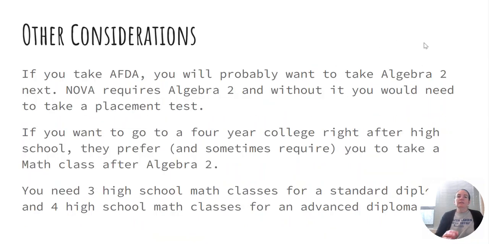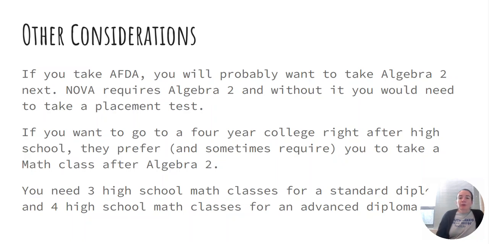So here are some important considerations about your plans for after high school. If you take AFDA, you would probably need to take Algebra 2 next. NOVA requires Algebra 2, and if you don't take Algebra 2, NOVA would need you to take a placement test, and perhaps if you don't do well on the placement test, you would need to take some courses before you start taking the courses that would count for college credit.